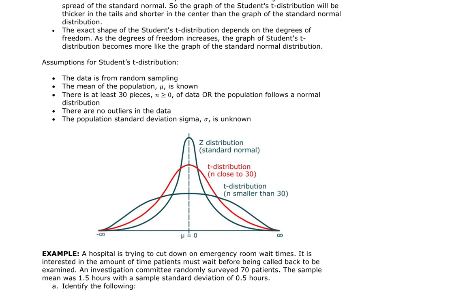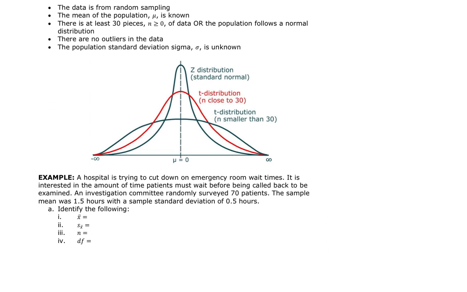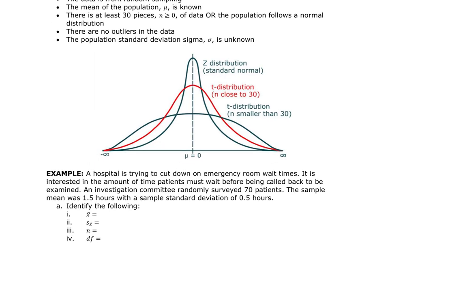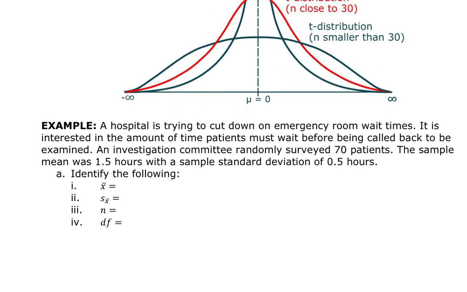A hospital is trying to cut down on the emergency room wait times, and is interested in the amount of time patients must wait before being called back to be examined. An investigation committee randomly surveyed 70 patients. The sample mean was 1.5 with a sample standard deviation of 0.5. So let's go ahead and scroll in. X-bar, well, that's the sample mean of 1.5. The sample standard deviation is 0.5. My n is 70, so my degrees of freedom is 70 minus 1, so 69.